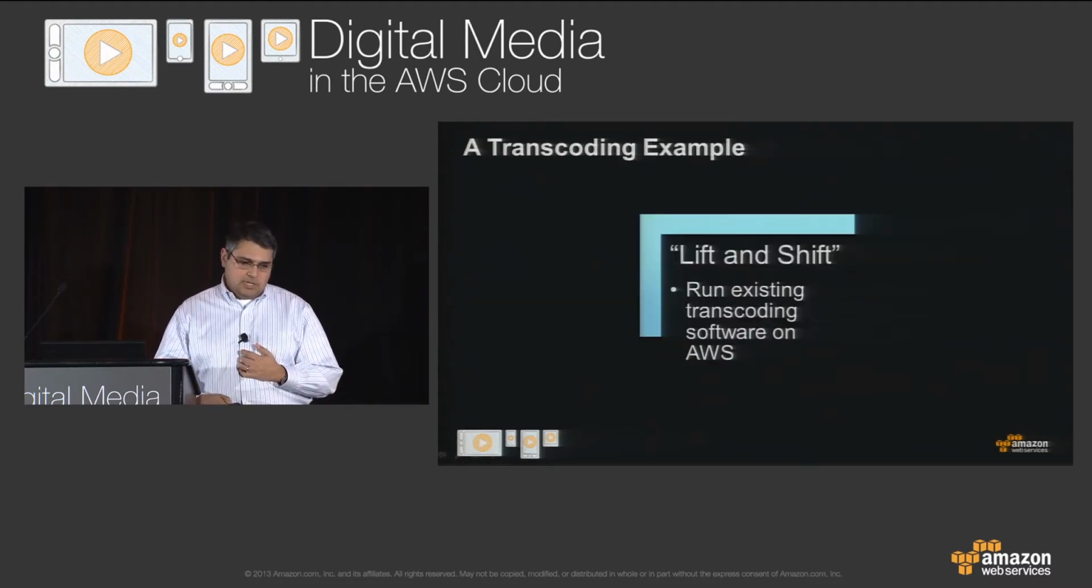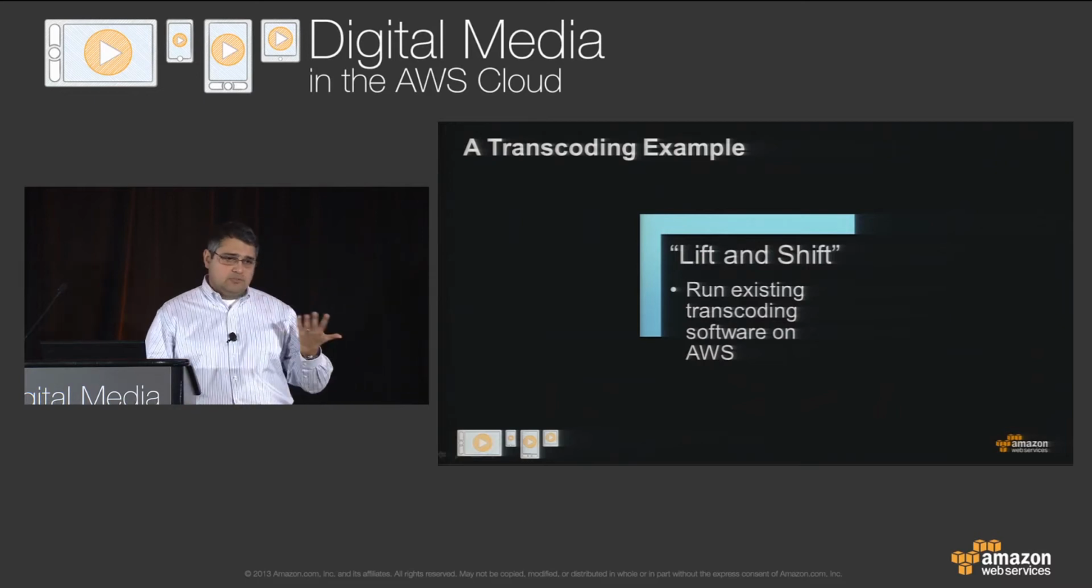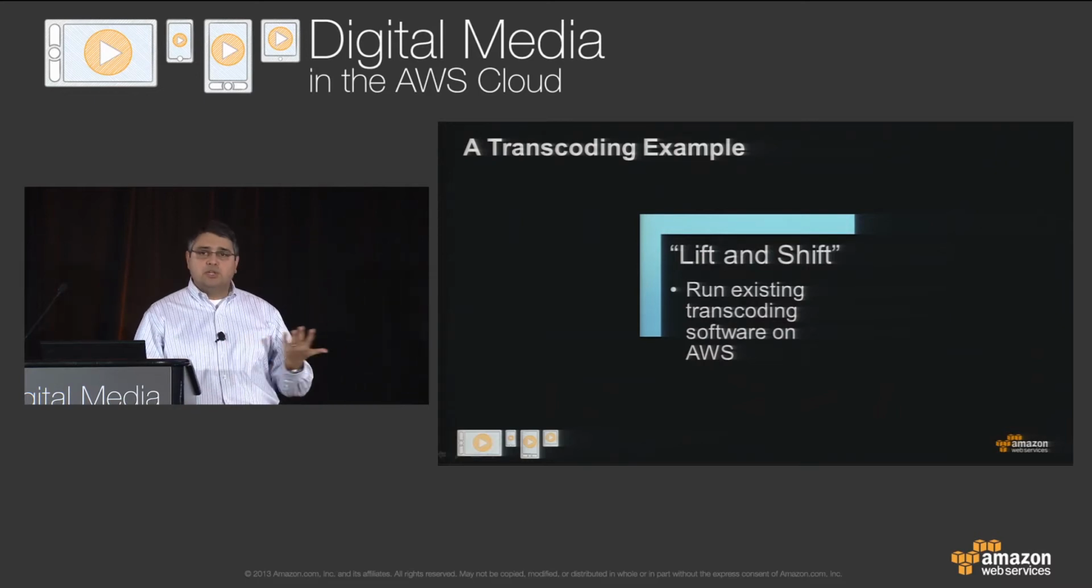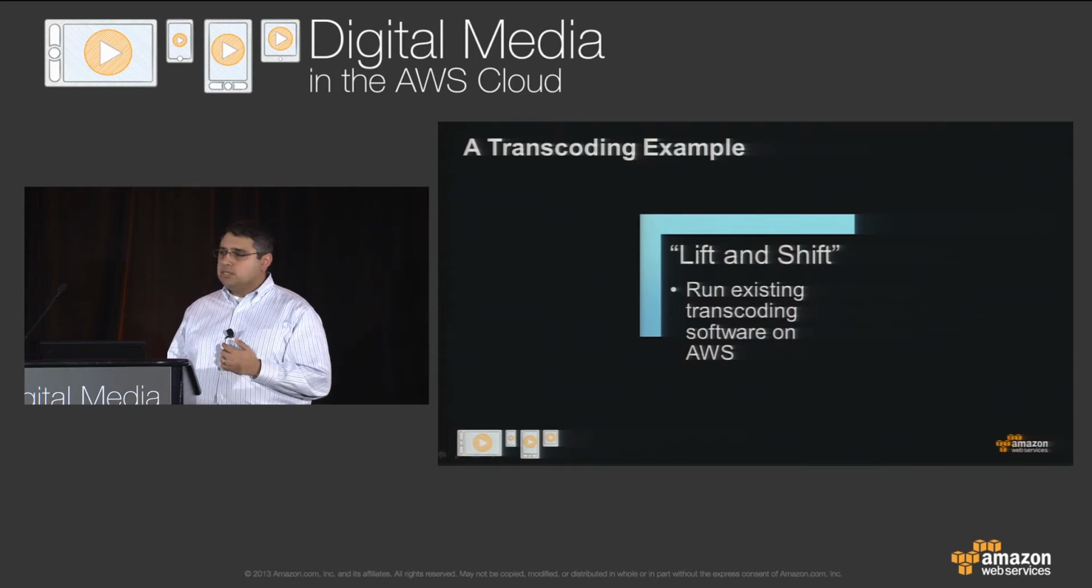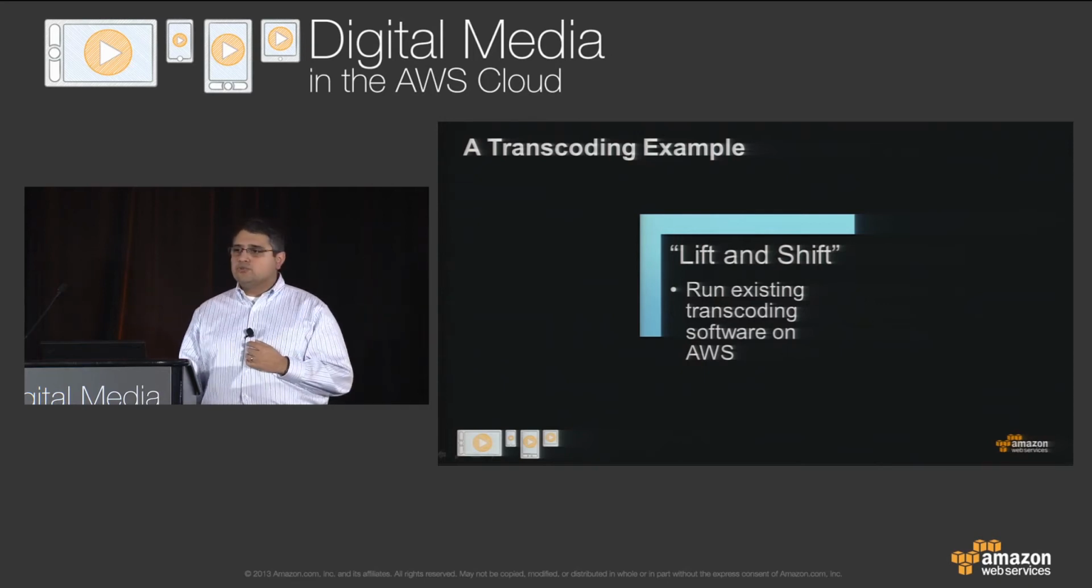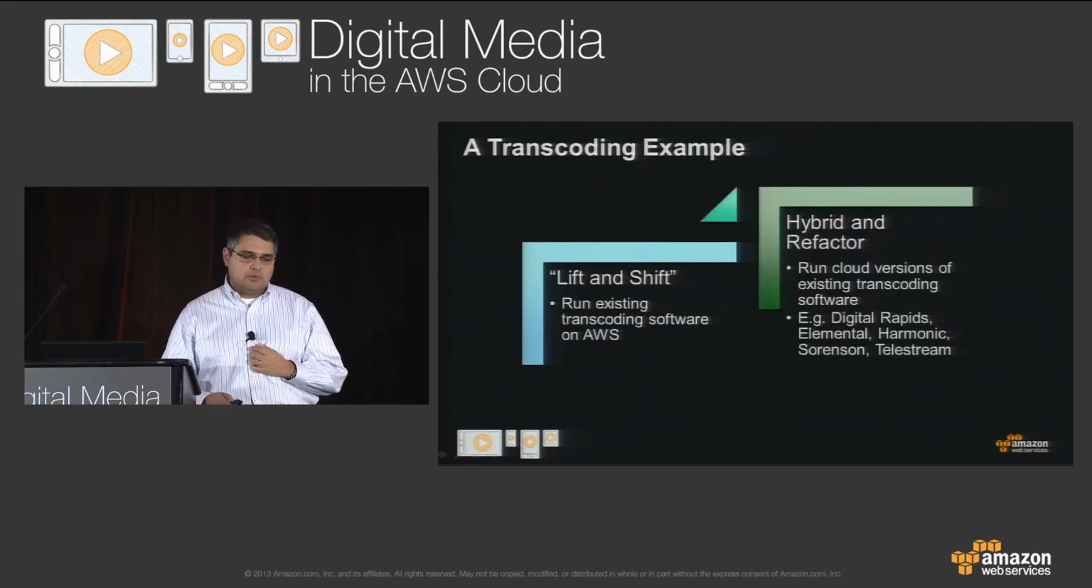So let's take a transcoding example. The lift and shift phase one approach would be to run your existing transcoding software on AWS. It's entirely possible. You could, for example, take your favorite transcoder that you're running on your Windows server or your Linux server, spin up the equivalent instance in AWS, fire it up, and have it run, and it would work just the way that you're used to having it work.